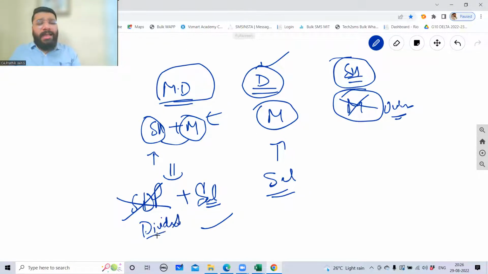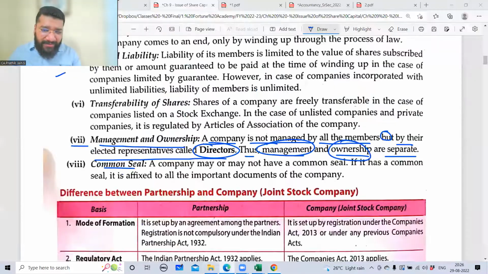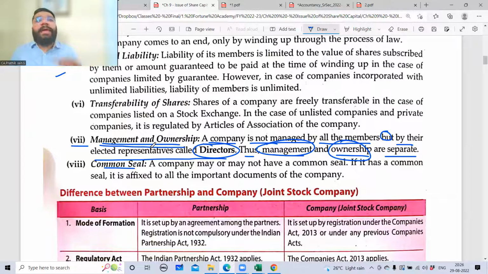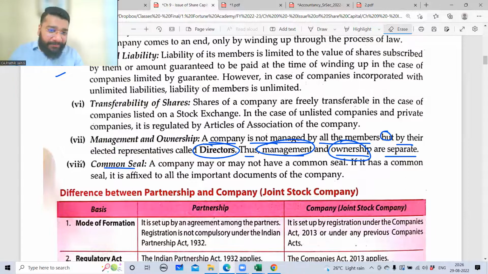We don't use the word share of profit. I told you, we are posh people. We don't want any casual words. We want everything to be a stylish way of communicating. So we don't call it a share of profit; we call it dividend. So this is about management and ownership. Any difficulties here, please? Any difficulties here?